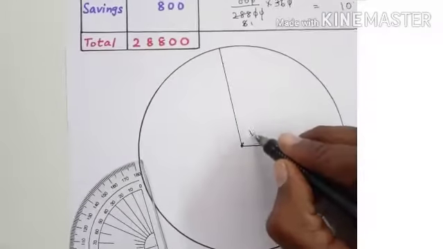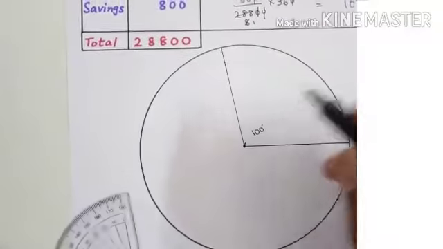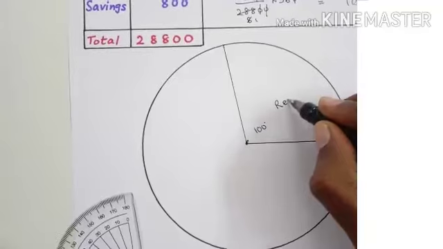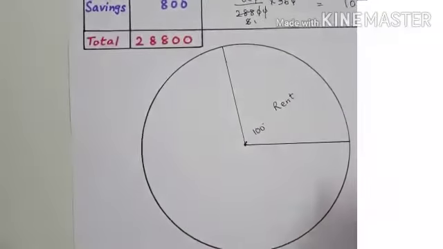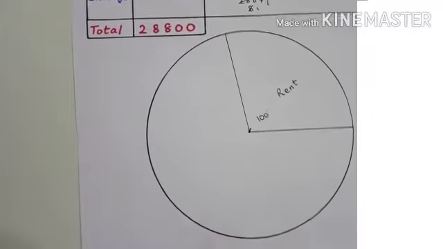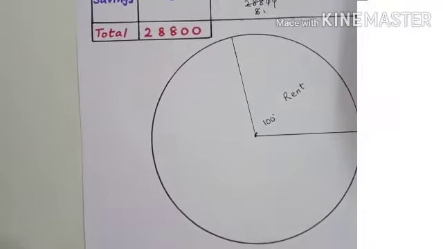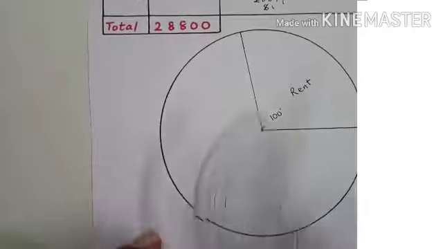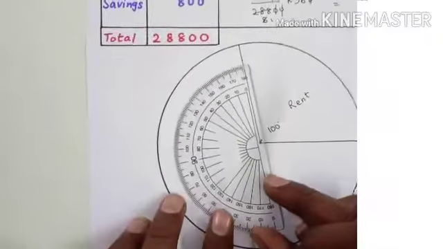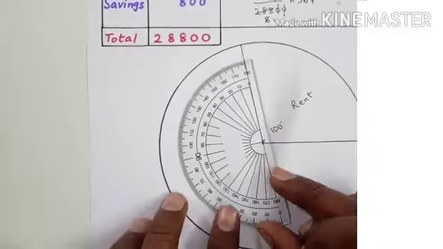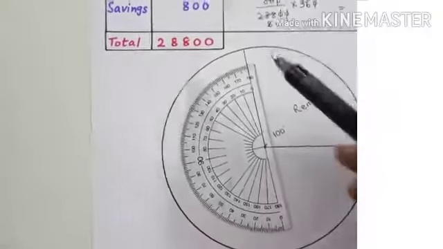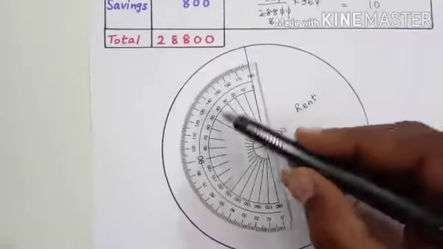Now it is 100 degrees, for rent, right here. Now we will take this horizontal line and make the 135 degree angle. Now put the protractor on this horizontal line and count from that side 0 to 135.